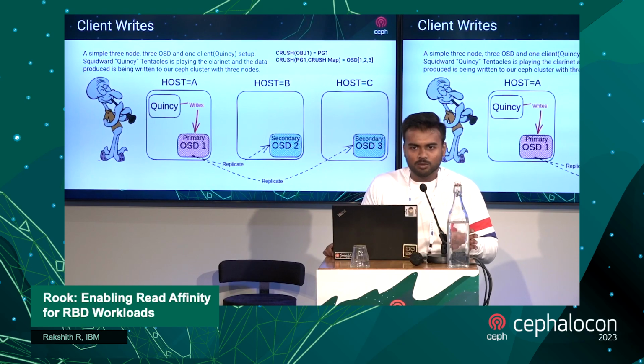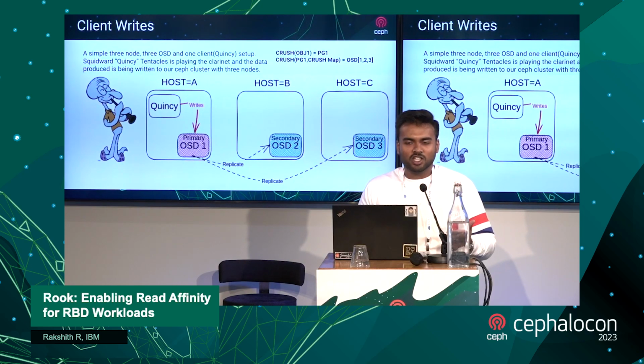This is a basic setup of 3 nodes. We have host A, host B, and host C, and at the moment, Quincy is on host A. We got an object and we got PG1. We've derived it to the top left.